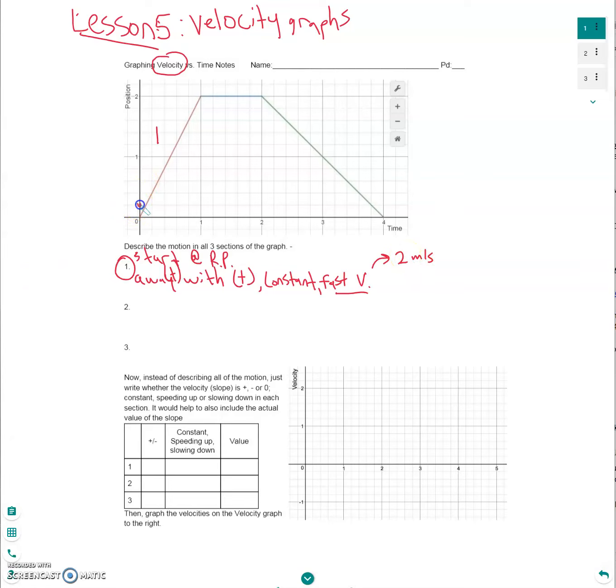So I went up 2 over 1. So it's 2 over 1. So the rise over run is the slope. Okay, so that should describe that one.